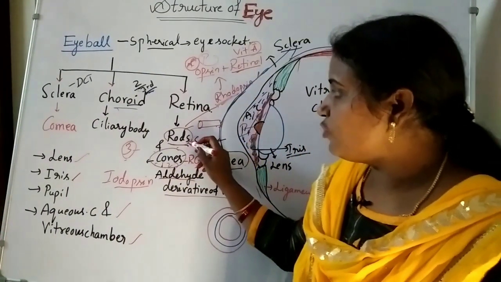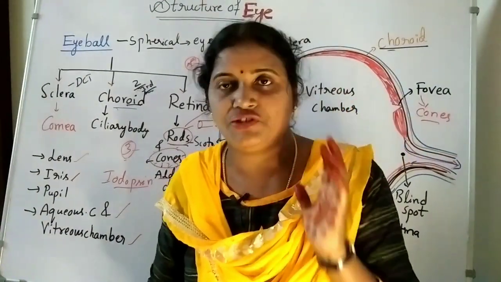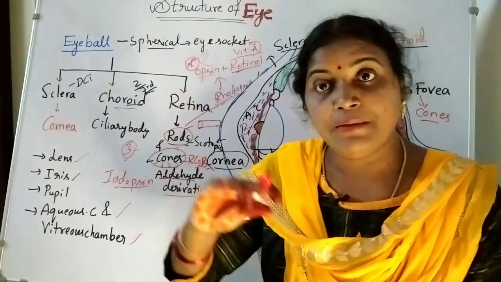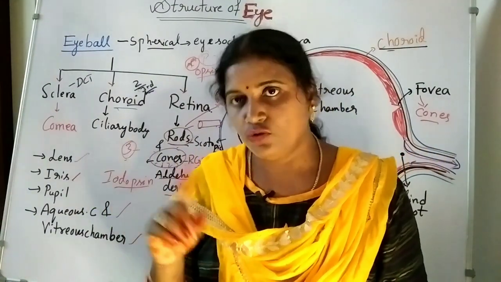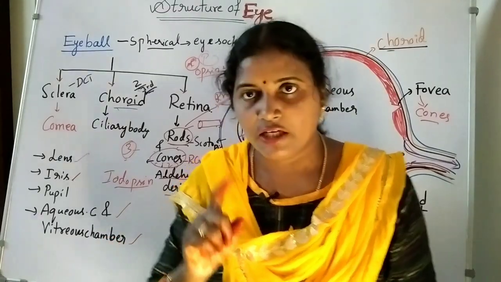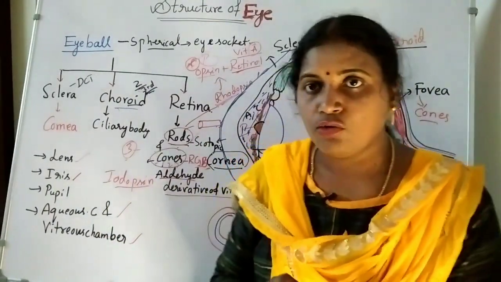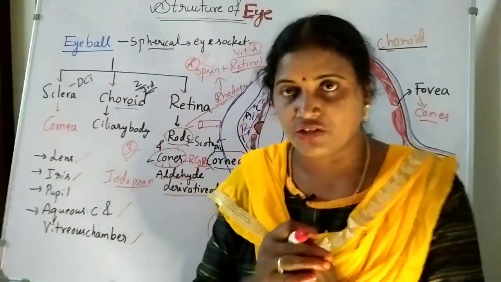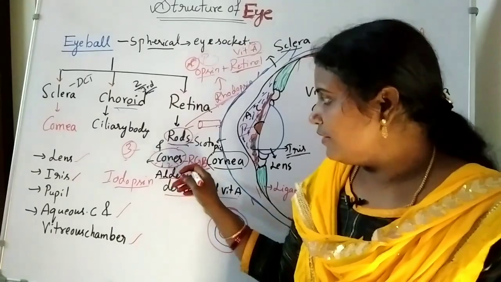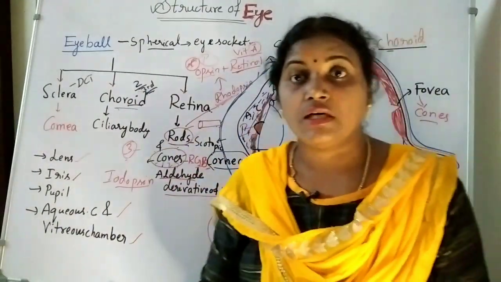After that, rhodopsin or rods are responsible for twilight vision, night vision or dim light vision. So when we have less light, we are still able to see objects with the help of the rods. Next one, cones. Cones are cone shaped structures, rods are rod shaped, cylindrical structures, and cones are cone shaped structures.